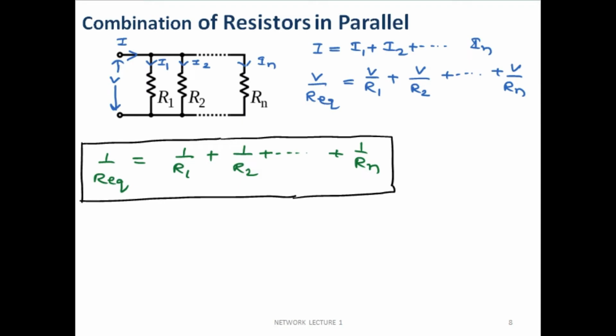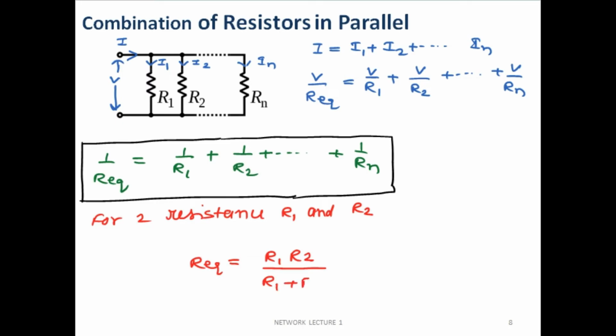So suppose if there are two resistances, that is R1 and R2, then R equivalent is simply given by the relation R1 R2 divided by R1 plus R2. So remember this formula. If two resistances R1 and R2 are given and we directly have to calculate R equivalent, then in the numerator we multiply both the resistances and in the denominator we add the values of both the resistances. Okay, so this is one of the important relations.